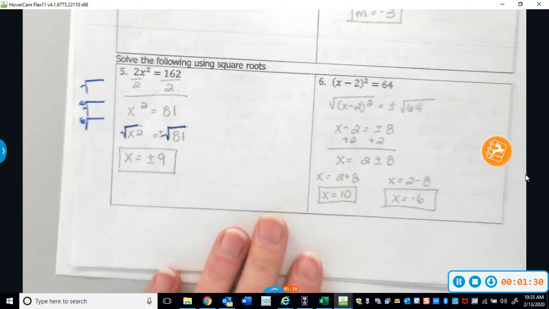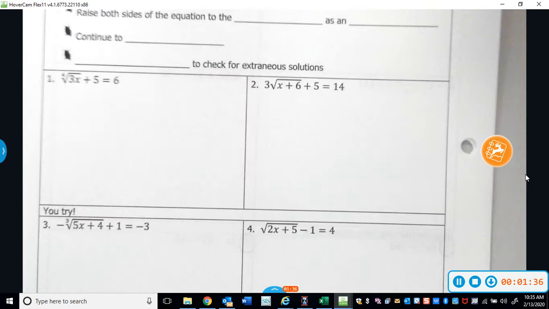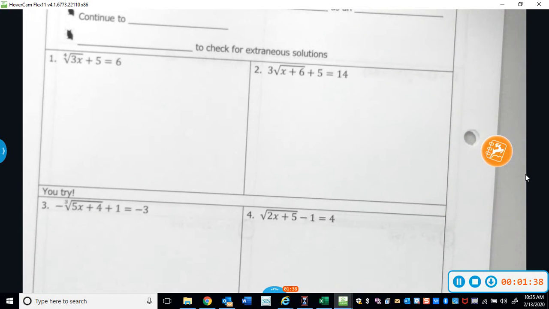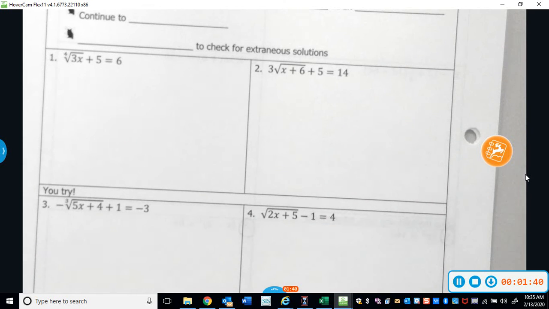Yeah? Right, exactly, because only 2 times 2 times 2 gives you positive 8. Yeah, the cube root of negative 8 would be negative 2 times negative 2 times negative 2.